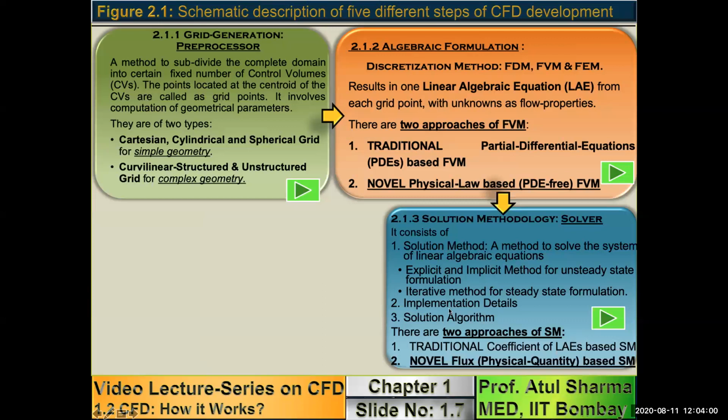The data structure and the loops correspond to the implementation details, which will be presented after the solution methodology. And finally, there is a solution algorithm, which is a step-by-step procedure to solve the system of algebraic equations along with the solution method.